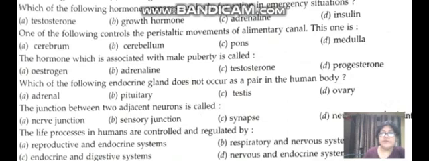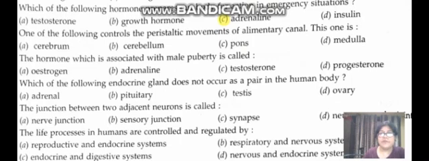Next question: which of the following hormones prepares our body for action in emergency situations? Whenever the body comes into an emergency situation, like a shock or any surprise, which hormone is released in our body? The options are testosterone, growth hormone, adrenaline and insulin. Generally, it is the adrenaline hormone that is released during an emergency situation.